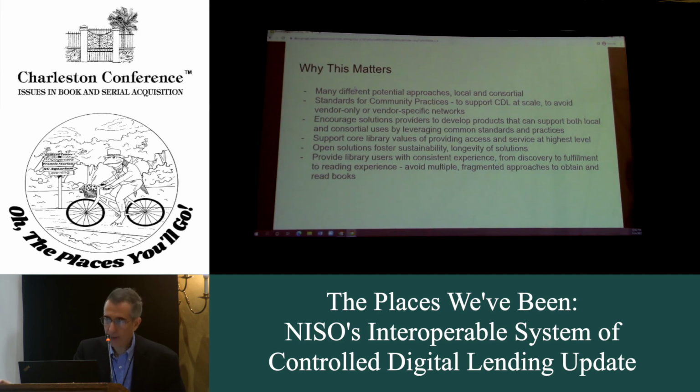And finally, by being open, we have the chance to provide a consistent library experience for our users. And we want to make sure that our users are really at the heart of this. So looking at their perspective, we want to make sure that they have a consistent reading experience when we think about CDL as a service, and to avoid a fragmented approach in obtaining, providing access to, and then ultimately allowing our users to read those books.